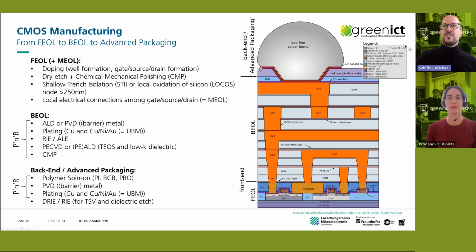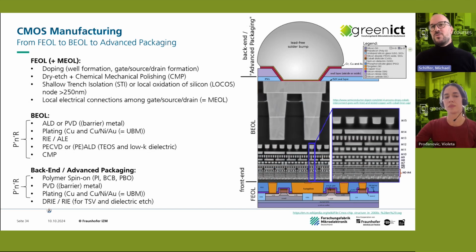And then the backend, which would incorporate this part, probably also has a rerouting. So it could be a process and repeat sequence, or it could only be a spin-on. Usually used here are PI, PBO, PCB, PVD for the barrier metal, and then plating of copper lines or the UV, including also the bumps. In some cases, especially for wafer level packages, they also go into TSV formation or dielectric etch. I will come to that on one of the next slides. But basically, this was the sketch in the 2000s.